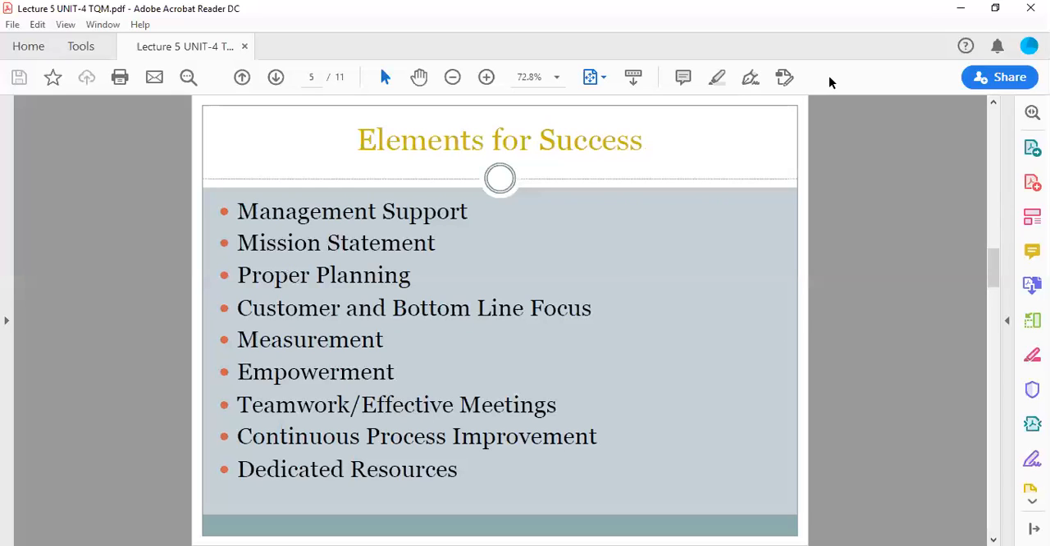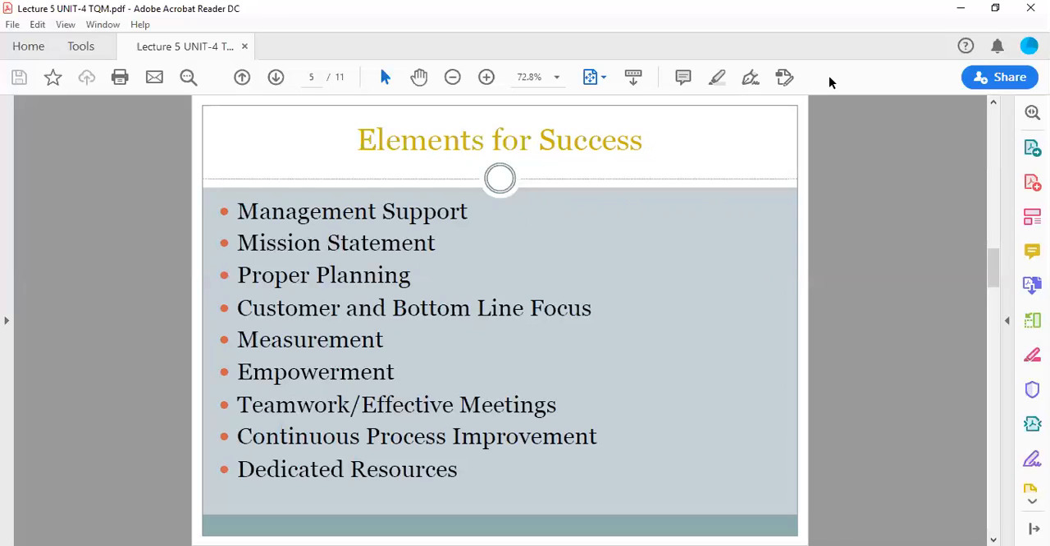Next is the proper planning. We have to install proper planning, because if the planning fails, the whole process of production may be stopped. So planning must be well equipped and well developed in advance. Next is customer and bottom line focus. This is the important part. You have to go for the customer.